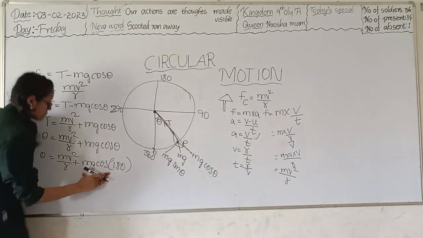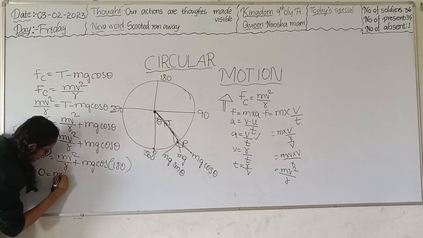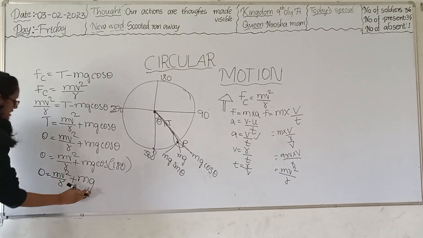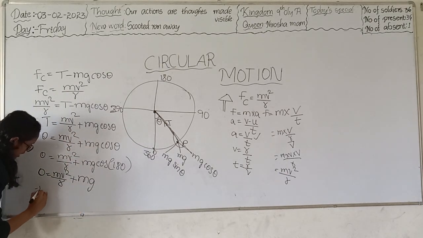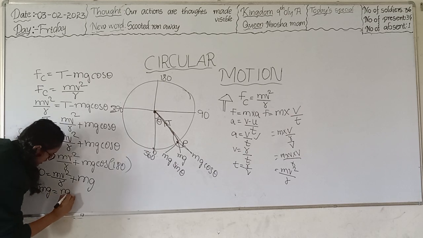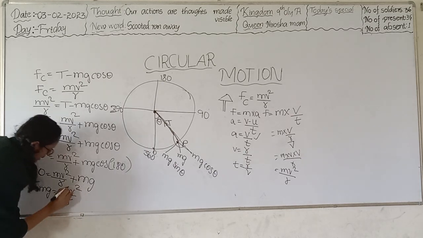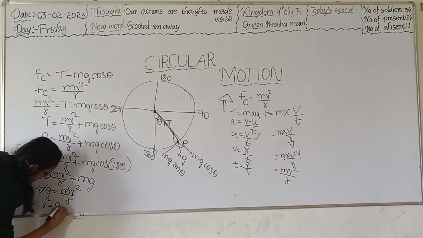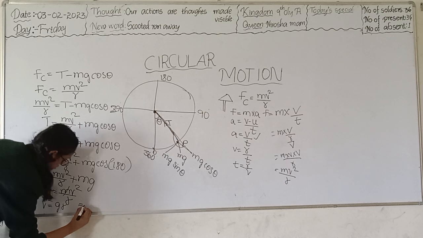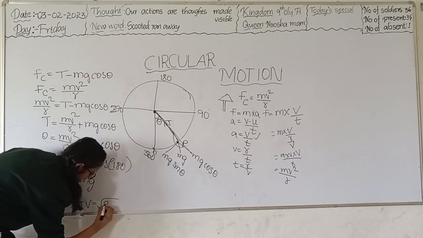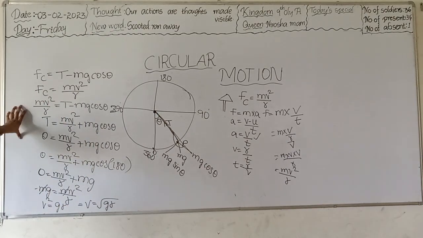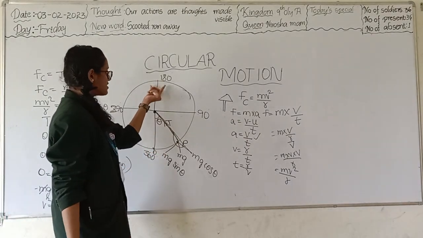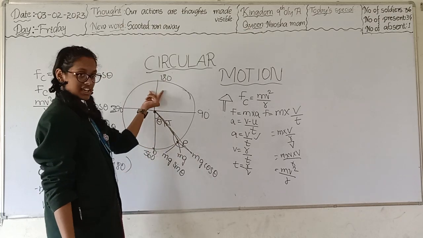So it becomes 0 equals mv square by r plus mg. If we send this mg over, it becomes minus mg, equal to mv square by r. Here m gets cancelled, and if r is transferred, it becomes gr, which is equal to v square, so v is equal to root gr. So this is the velocity needed for an object to go from 0 degrees to 180 degrees, that is, from the lowest point to the highest point.